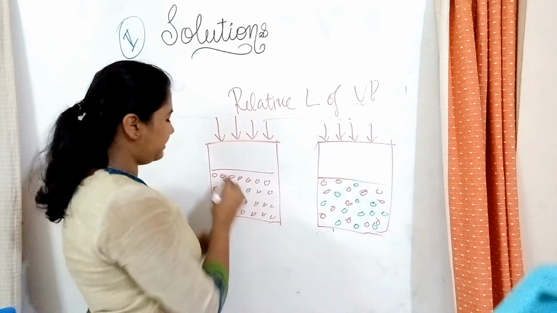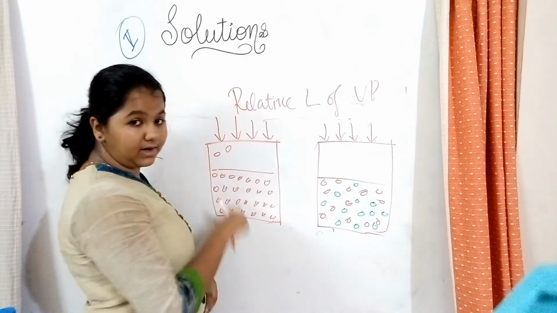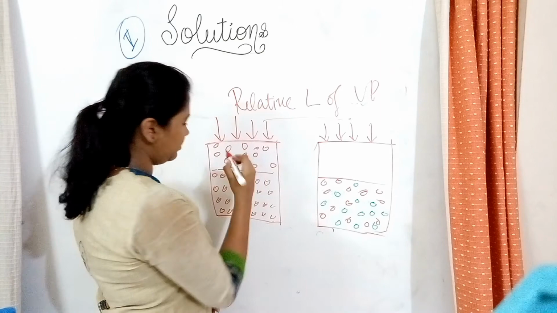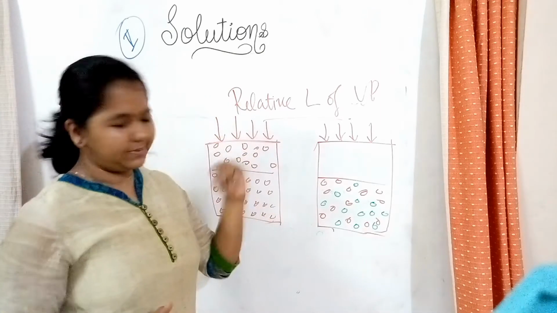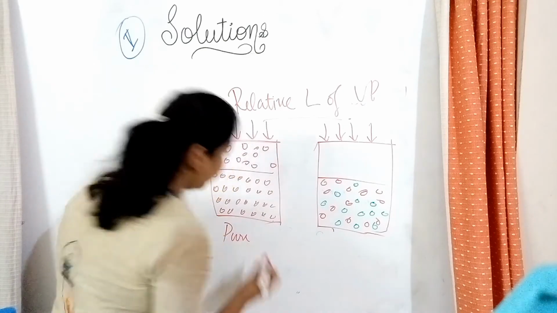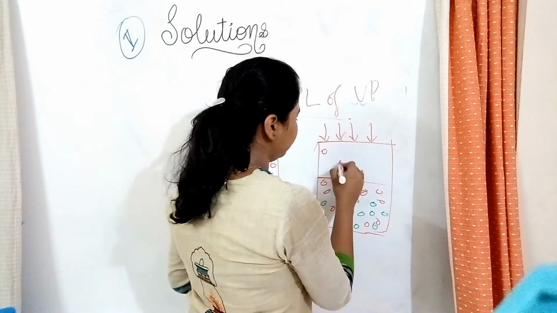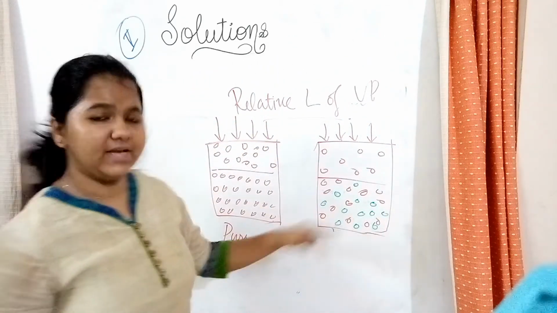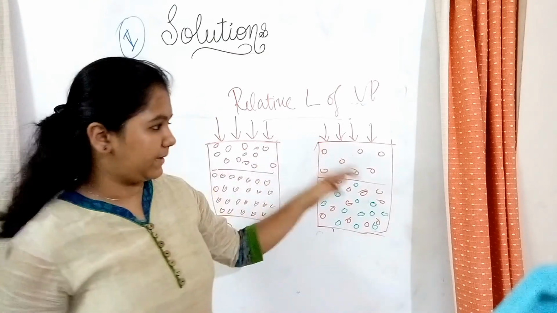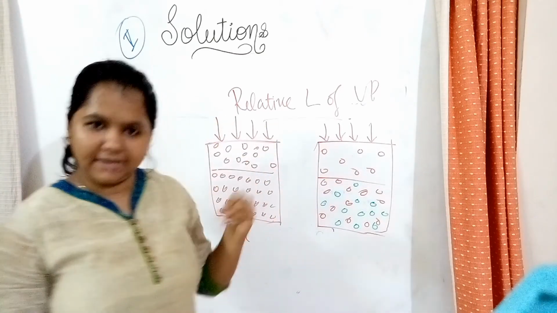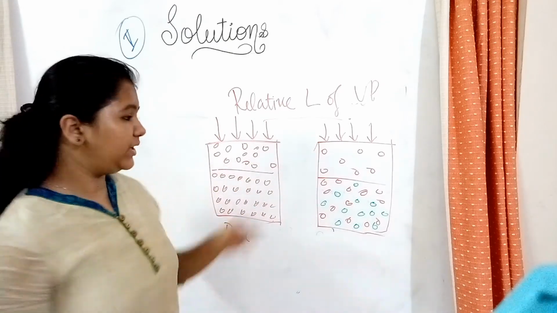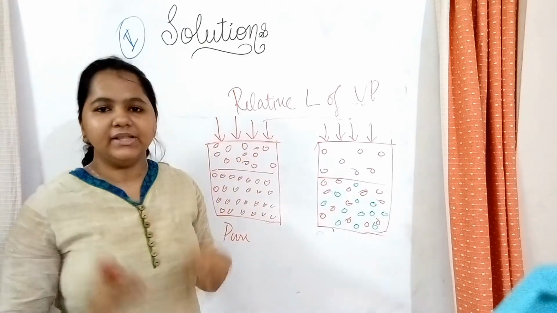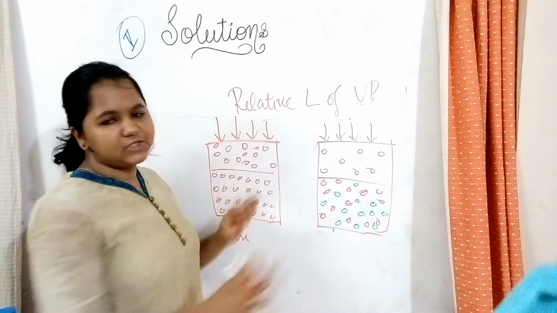In the first case, this is the liquid state and this is the vapor state, and the pure solvent has this much vapor pressure. For the mixture, what happens? Why, after adding a solute, did the vapor pressure in the top space become less? That is because of evaporation. When the liquid evaporates, the molecules fill up the space above.